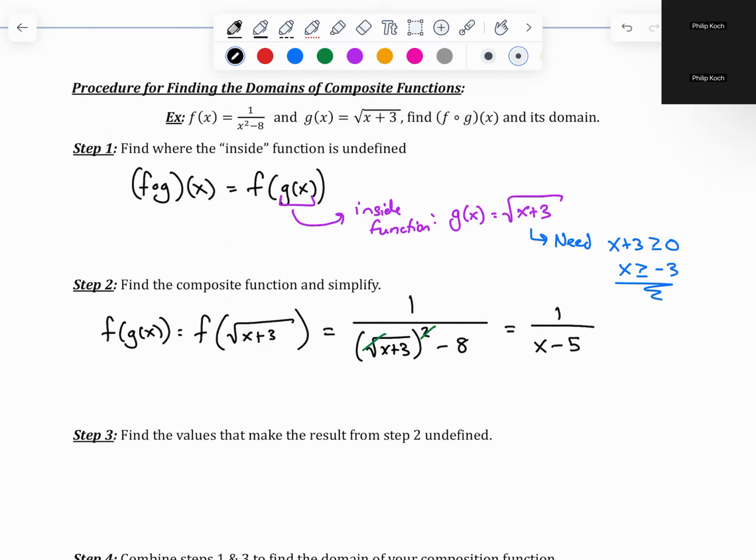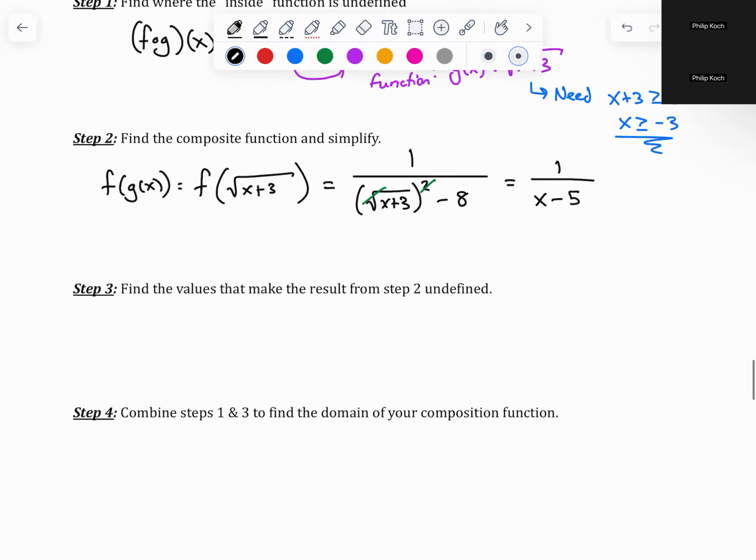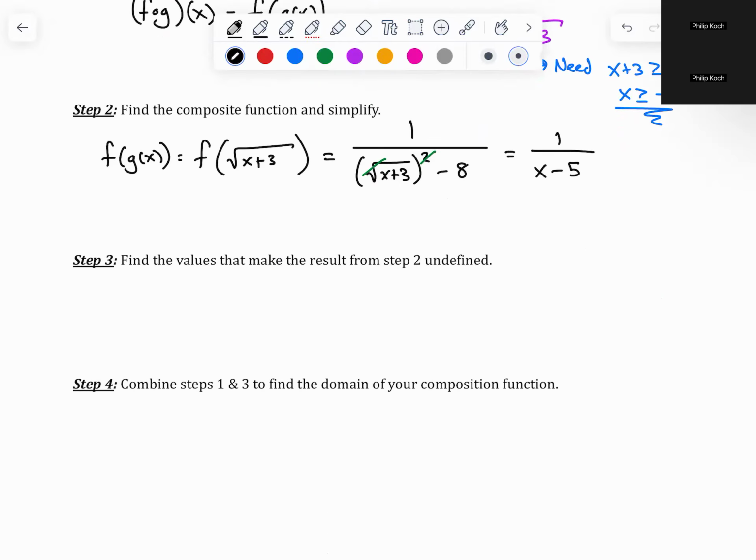The square and the square root cancel. You've got x plus 3 minus 8. That becomes x minus 5. Now that we've taken care of the composition, we'll look at this function holistically and determine where it is undefined. So we have 1 over x minus 5. We need x minus 5 to not equal 0, which means x can't equal 5.